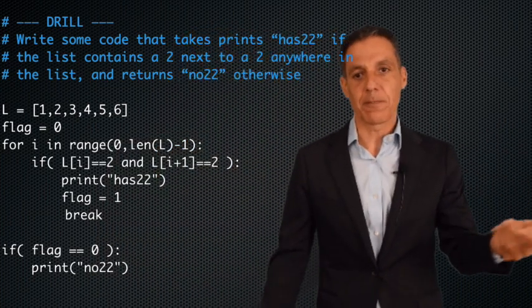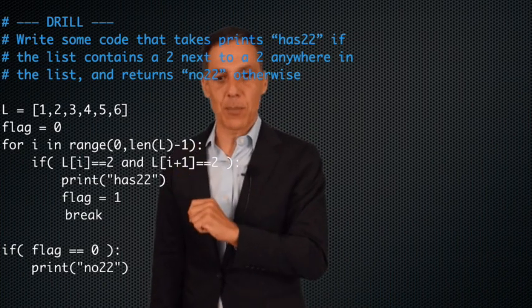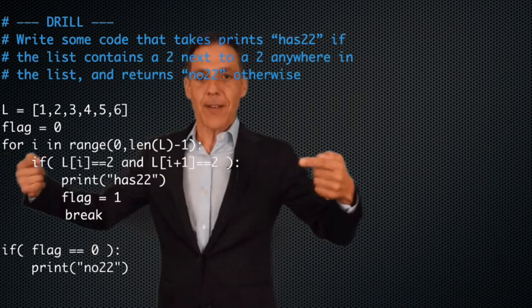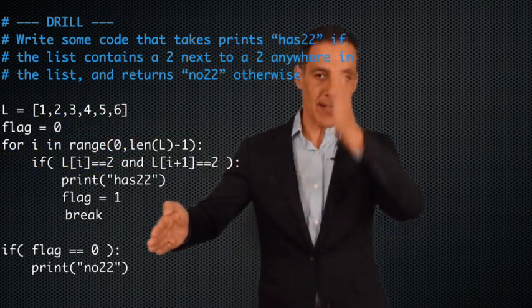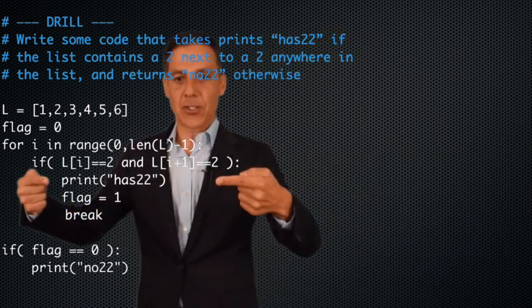I get an error. Okay, so that little minus 1 right there is adjusting for that little plus 1 right there. So if I find a 2 in the ith position and I find a 2 in the i plus 1 position, I found a 2, 2. So print has 2, 2.